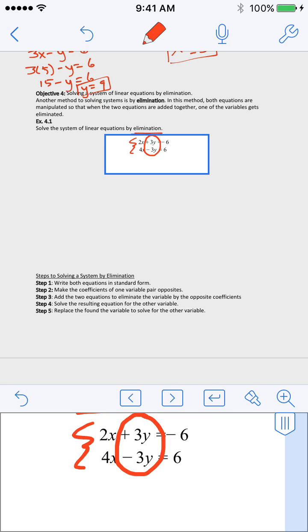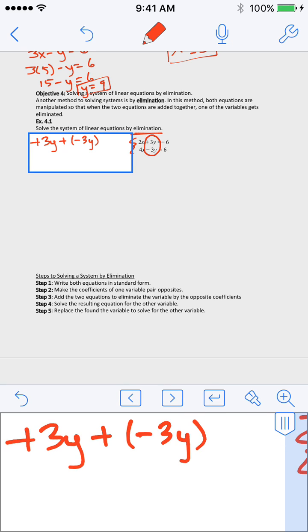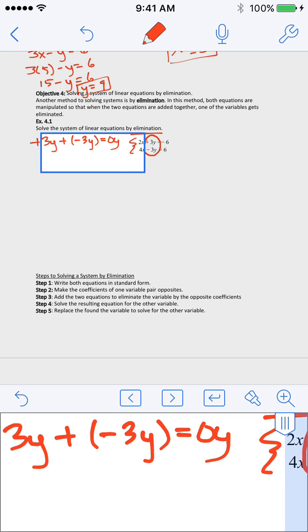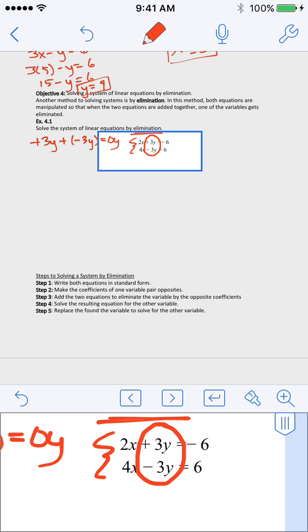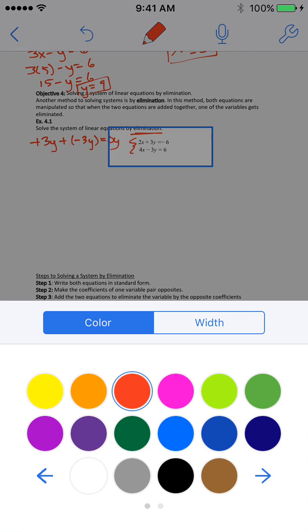If I add positive 3y plus negative 3y, what's going to happen? Well, that's going to equal 0y, or basically y is going to be eliminated, and that's what we're looking for in this system, a way to eliminate some of these variables. So let's go ahead and do that. We're going to add those together. We're going to eliminate it.